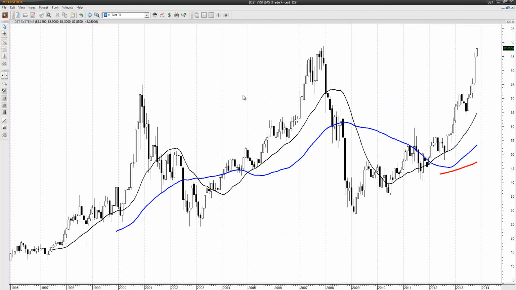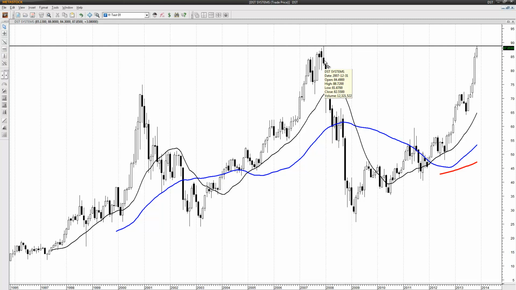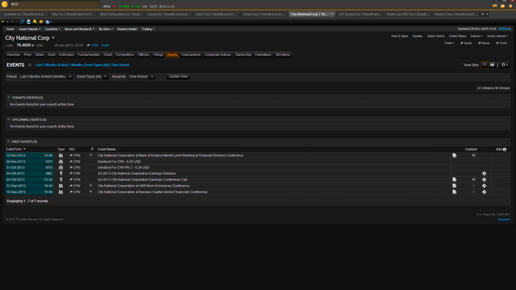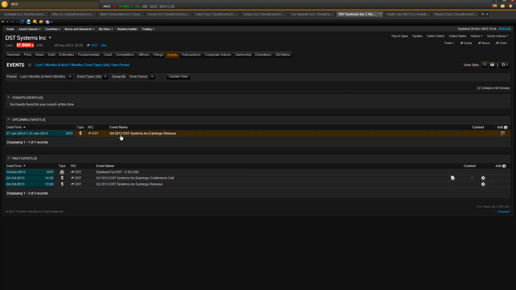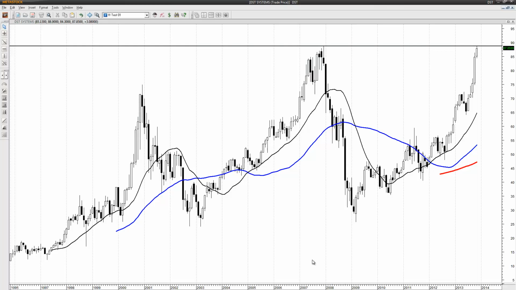Next chart. DST Systems. This is where I put in my high of 88.72. That's where I put in my short sell limit order. DST Systems. No, not any earnings.